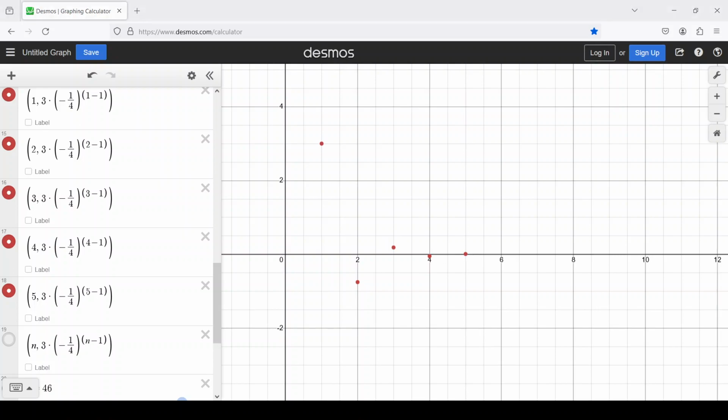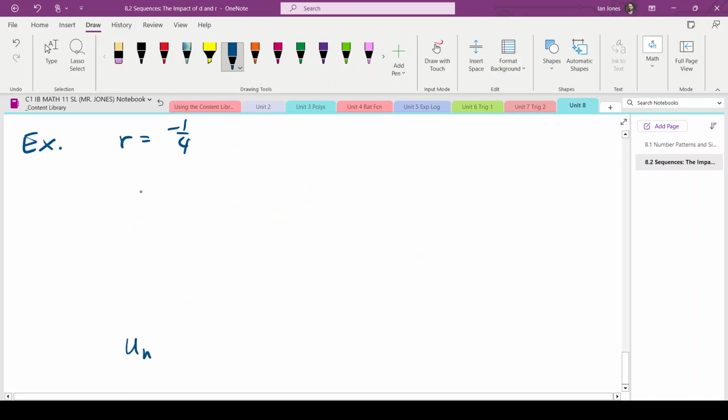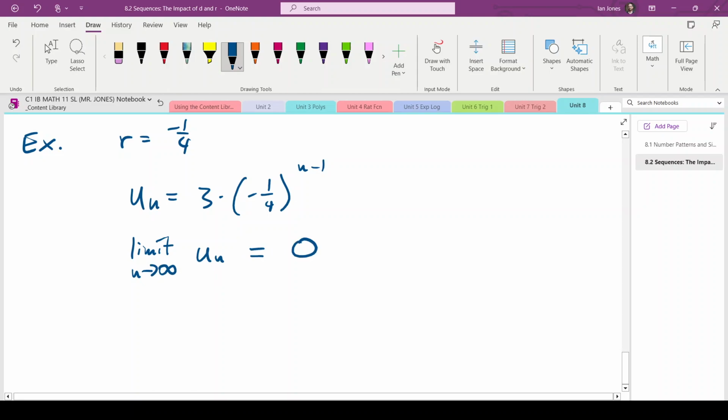We would say that the limit, in this scenario, let's say un equals 3 times negative 1/4 to the n minus 1, that's the one we were just looking at. We would say that the limit as n goes to infinity of un equals 0. And notice, I mentioned this before when we were talking about limits.